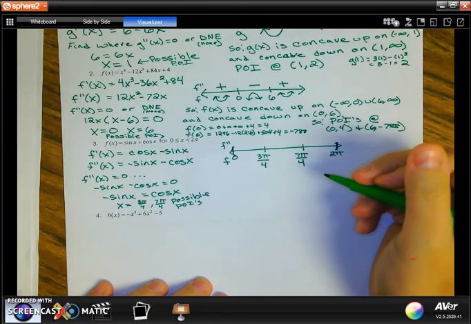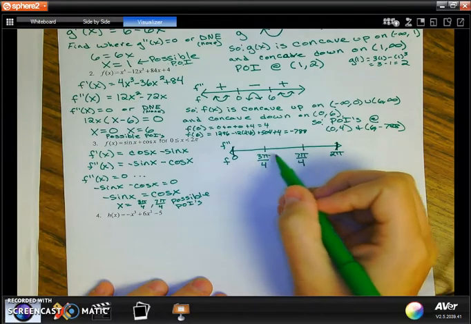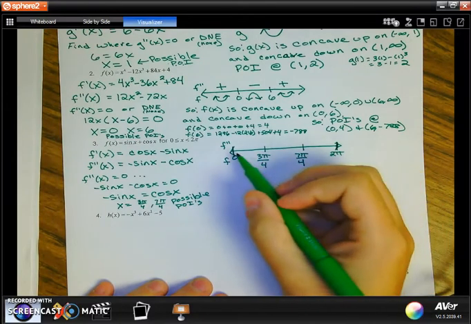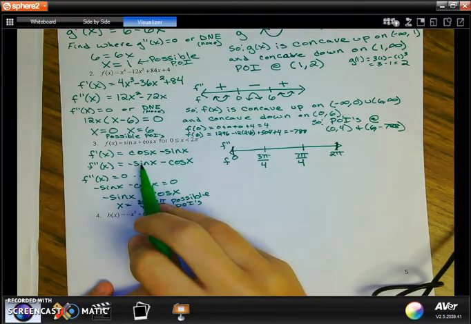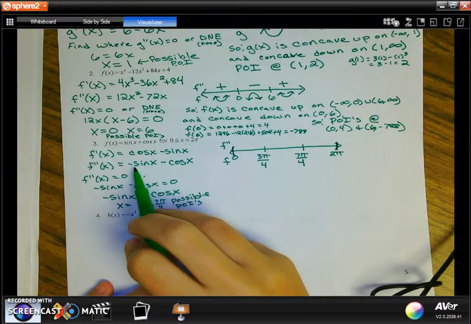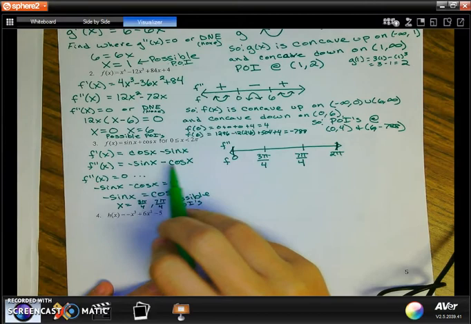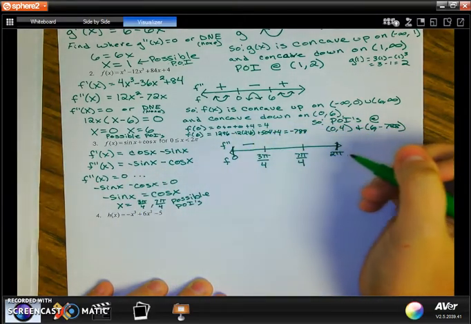And so I'm plugging in. When I plug in something between 0 and 3 pi over 4, a good candidate might be pi over 2. So I'm plugging that into the second derivative. Sine of pi over 2 is 1, but it's going to be negative, so I've got a negative 1. And the cosine there is going to be a big old 0. So it's going to be negative, because negative 1 minus 0 is negative.